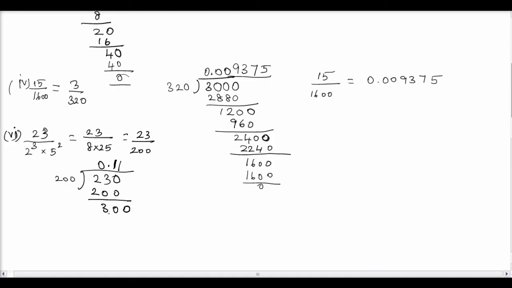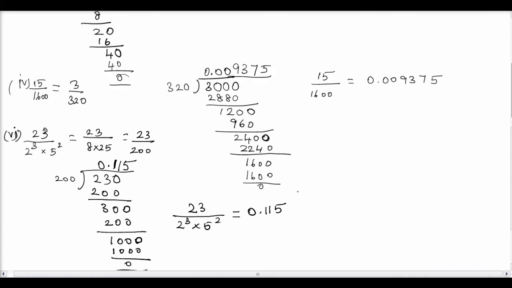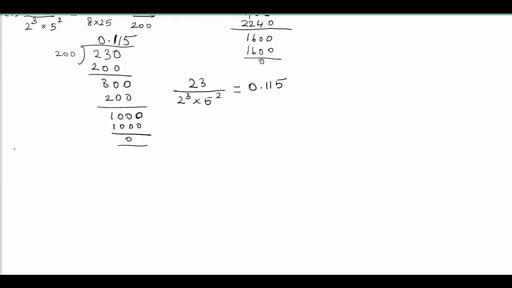Again 1 times 200 is 200. So the remainder is 100, which is not 0. So let me have one more 0 and proceed with the division. So here 5 times 200 is 1000. So the remainder is 0. Therefore, we see that the given rational number, 23 by 2 cube into 5 square, has a terminating decimal, which is 0.115.